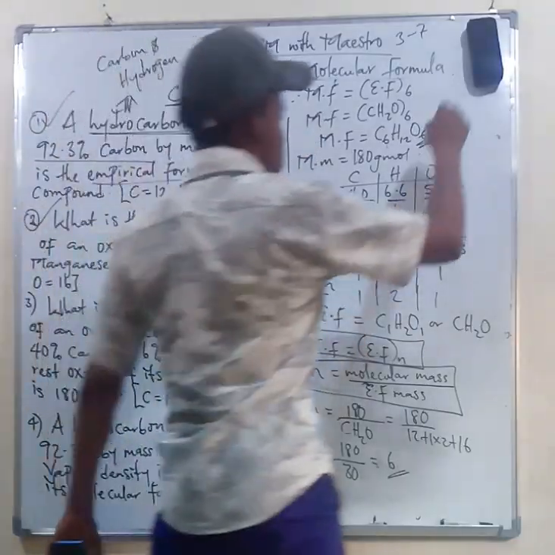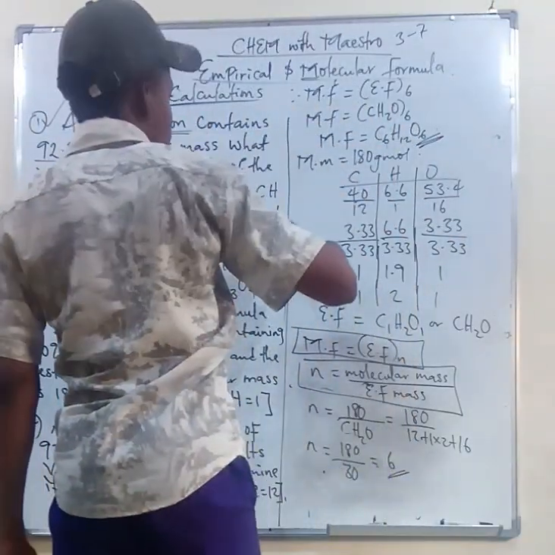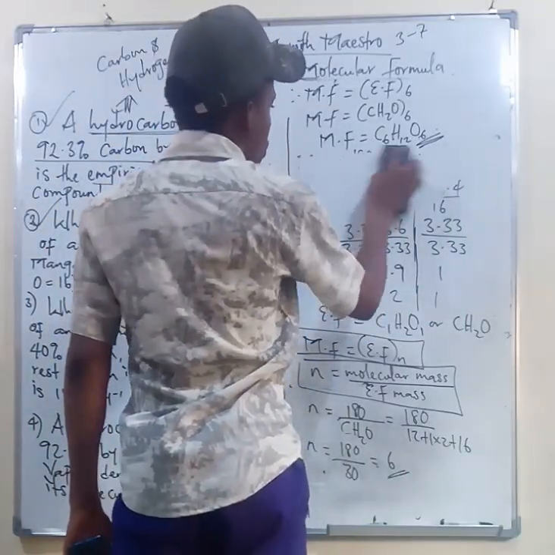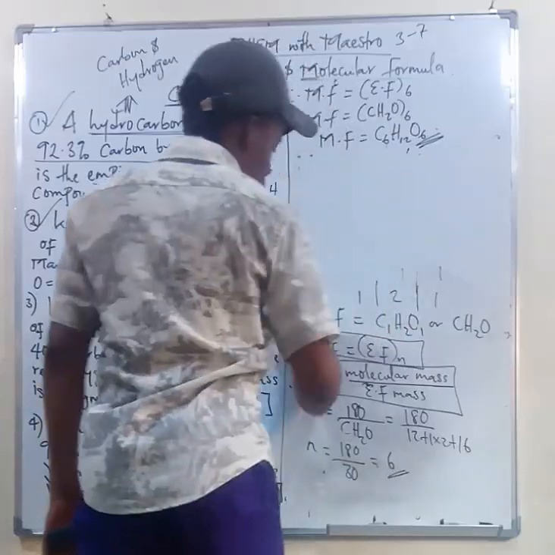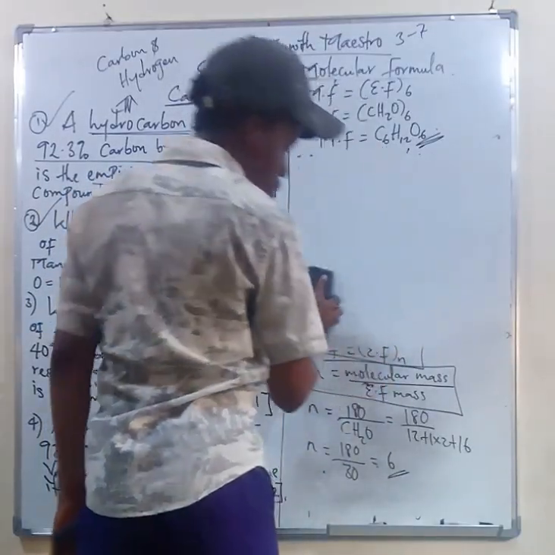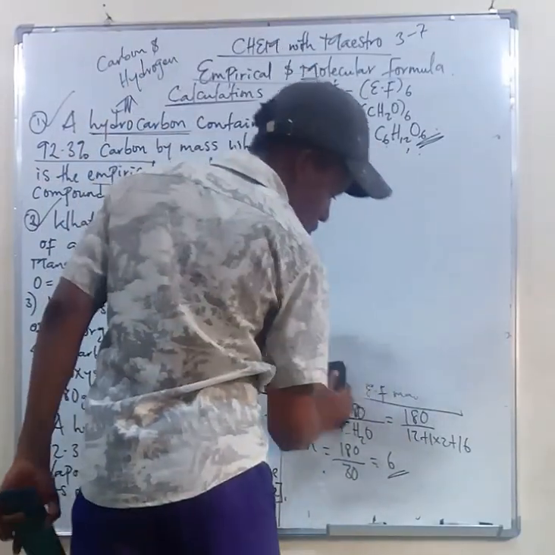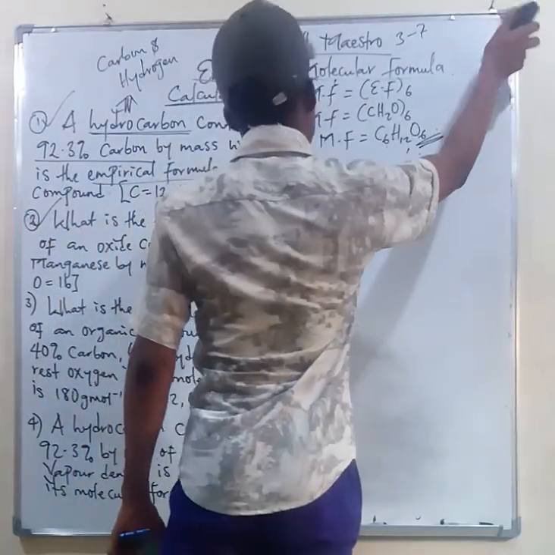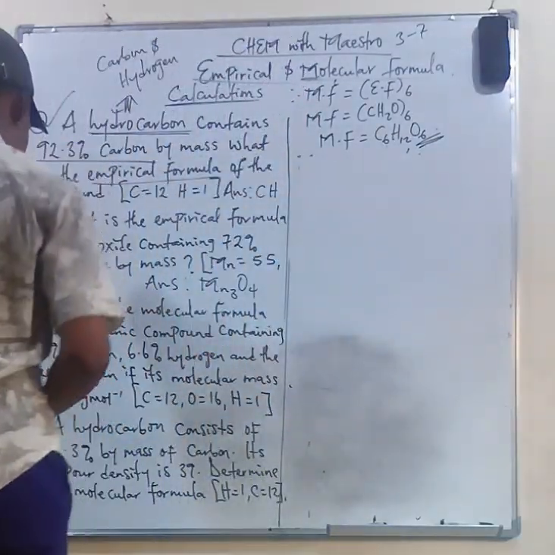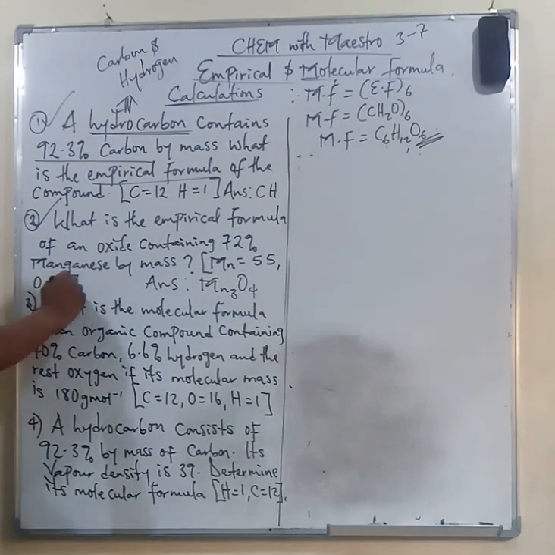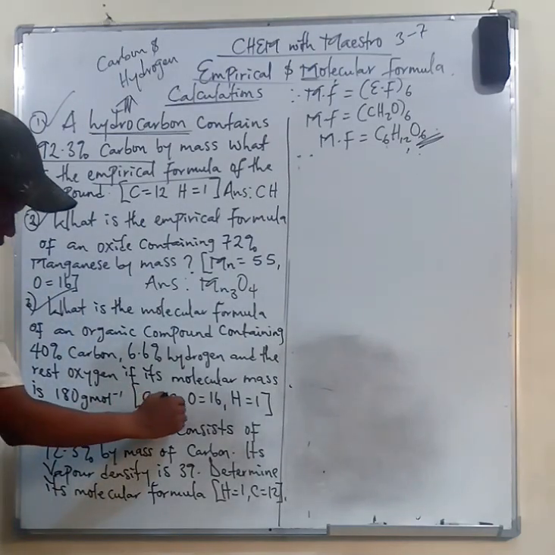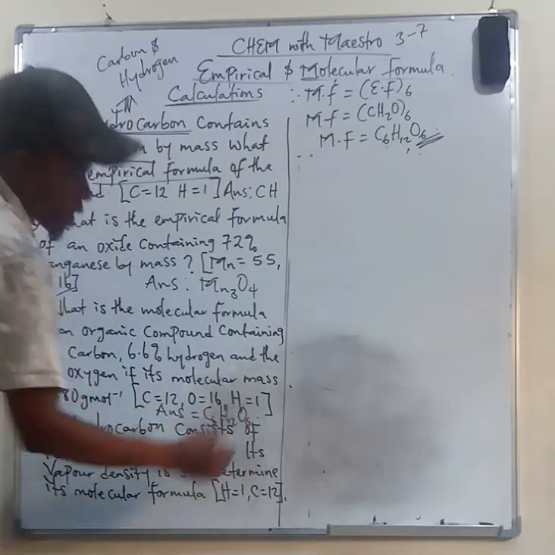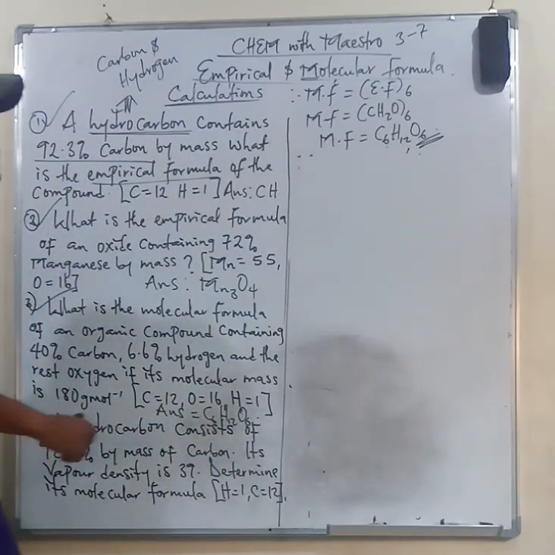That's the answer. So it's very easy. Then lastly, we look at number 4. So please take note of these formulas. So number 3 answer, we got what? Our answer for number 3 is C6H12O6. Now here's a hint, here's a shortcut.